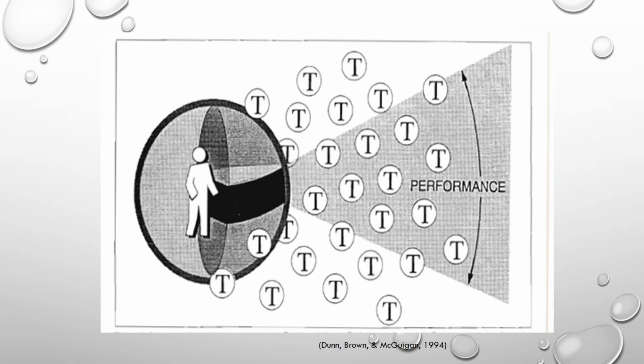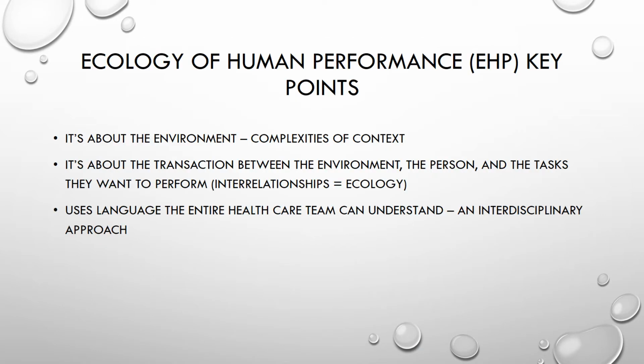And this is the Ecology of Human Performance model, or EHP. This is the visual diagram. Notice the person is inside of a circle, which is the context. And then coming out of that is a performance range, which encompasses some tasks and leaves other tasks outside of it. Let's talk about the EHP just a little bit more.